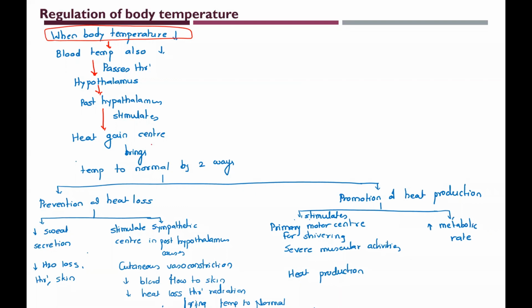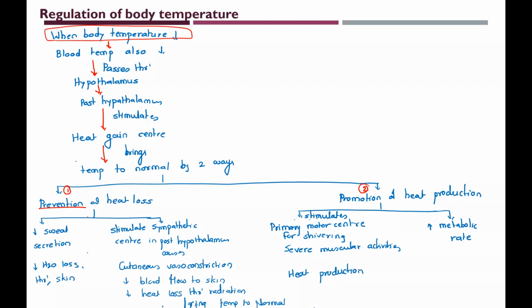Okay. And what does this heat gain center do? It will try to bring temperature to normalcy again in 2 ways. How? First way is preventing heat loss, and second, promotion of heat production. So you can imagine the temperature has already gone down. So someone has to lift this temperature, someone has to increase that temperature. And who will do so? The posterior hypothalamus will do. And how will the posterior hypothalamus increase this temperature? It will prevent heat loss and it will promote heat production in the body.